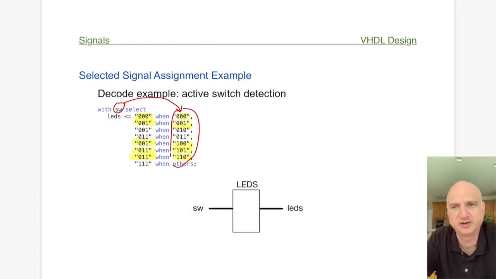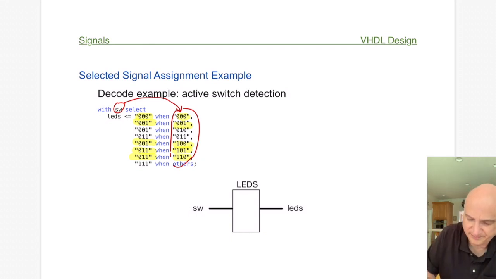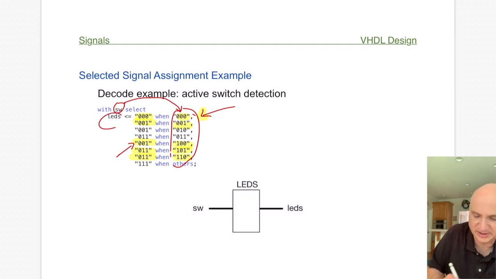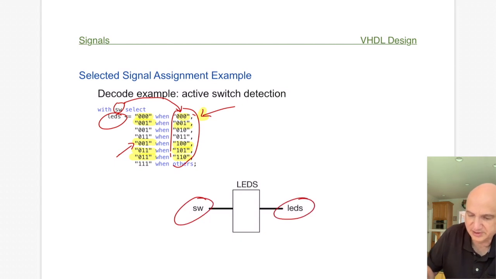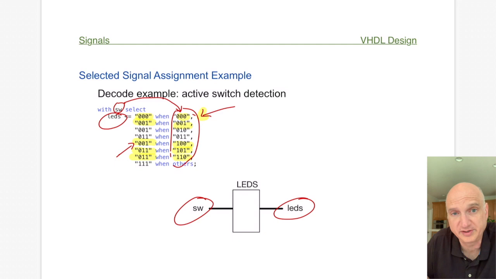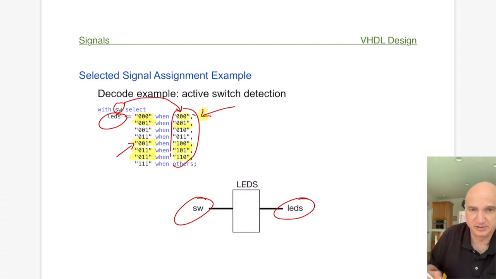So we basically created effectively a truth table where we have the inputs over here, and then the outputs right there, right? So when the input is this, then the output is over here, and that output applies to the LED signal, right? So we have switch input, LED output, it's a box, and we can represent everything in VHDL as a box in our design. And so this basically does the decoding of the number of switches. Pretty neat, right?